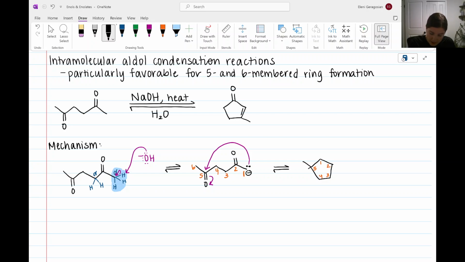It's also bonded now to a negative oxygen. So this is present on carbon 5. And then on carbon 4, we have two hydrogens. Carbon 3, we have 2 hydrogens. Carbon 2, we have a carbonyl. So we draw that carbonyl in, and carbon 1 will have 2 hydrogens. So this is our intermediate here. We have a negative oxygen. So for the next step, we protonate that oxygen using water.